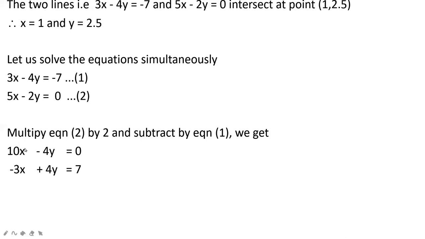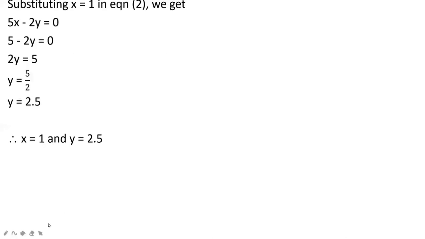So we are multiplying equation 2 by 2. So we get 5 2s are 10x minus 2 2s are 4y and 2 zeros are 0. Minus our first equation, that is minus 3x plus 4y is equals to 7. So 4y will get cancelled and we get 7x is equals to 7. So our x is equals to 1. Now we will substitute this value of x is equals to 1 in our second equation. So we have 5x minus 2y is equals to 0. So 5 into 1 minus 2y is equals to 0. So 2y is equals to 5. Therefore y is 5 by 2, therefore y is equals to 2.5. Therefore our x is 1 and y is 2.5.